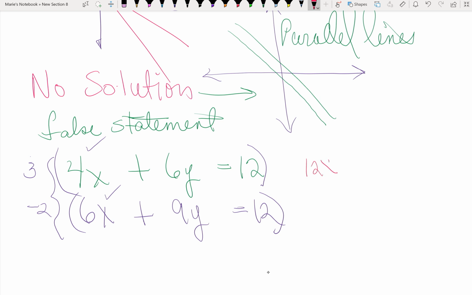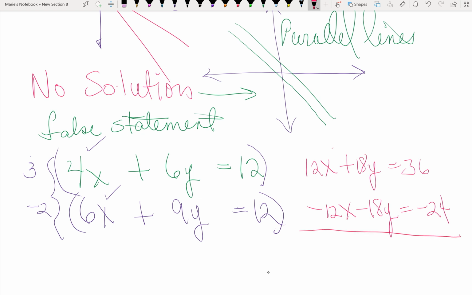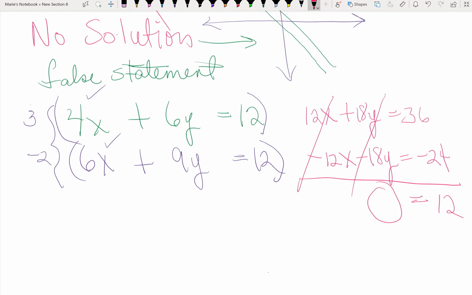When I distribute, I'm going to write it over here. I'm going to get 12x plus 18y equal to 36. Here is -12x minus 18y is equal to -24. Now, if you notice, I'm going to cancel this, I'm going to cancel that. So I've got a big old 0 sitting here, and 0, according to this, is equal to 12. Interesting. Does that make sense to you? That 0 would equal 12? No. So that's how you know it's no solution.